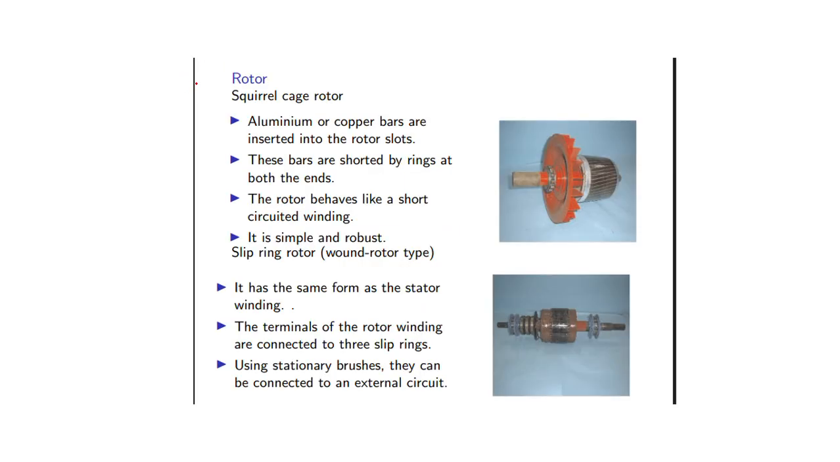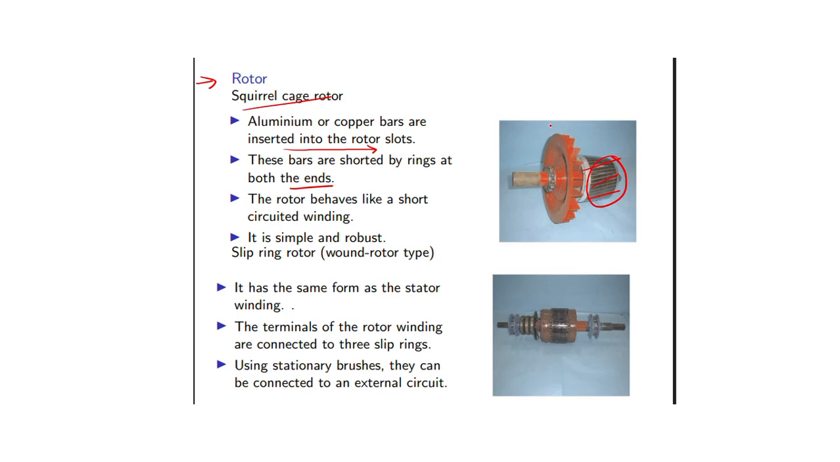This is the rotor. There are two types of rotor we have seen, the squirrel cage rotor as well as the slip ring rotor. In a squirrel cage, there is no winding. There is just a copper bar, nothing else. Aluminum or copper bars are inserted inside the rotor slots. These bars are shorted by rings at both ends. The rotor behaves like a short-circuited winding. It is simple and robust. The slip ring motor has the same form of winding as the stator.